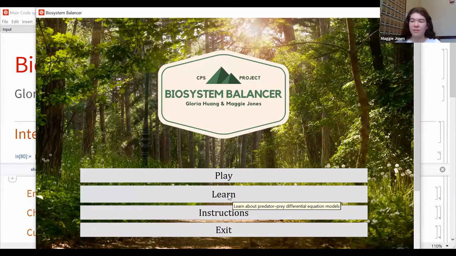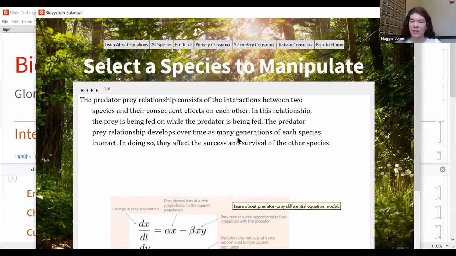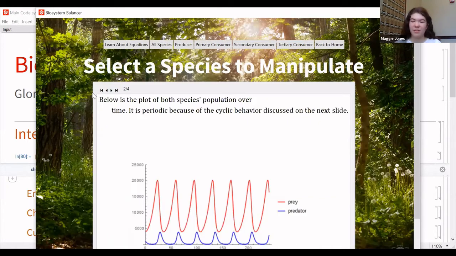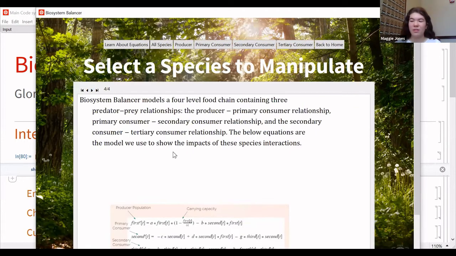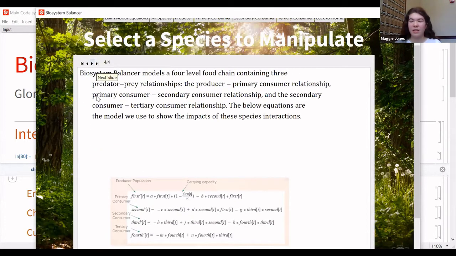So here's the opening screen of our game. If we click Learn, the user will be shown a screen that teaches about the predator-prey differential equations implemented in our program. Different diagrams of the differential equations are shown, along with explanations similar to the ones we gave earlier when teaching you about our differential equation system.